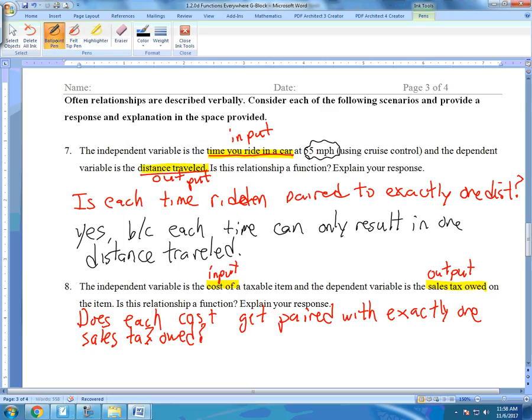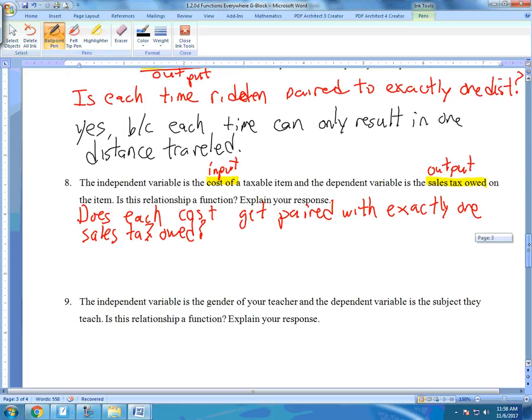And in this case, once again, we would say yes, because the sales tax in the state of Connecticut is 6%. So if you buy something for $1, it doesn't matter what the item is, whether it's a $1 candy bar or a $1 cup of coffee or a $1 spool of thread. It doesn't matter. The sales tax owed is going to be the same, because we're not looking at the item, we're looking at the cost of the item.